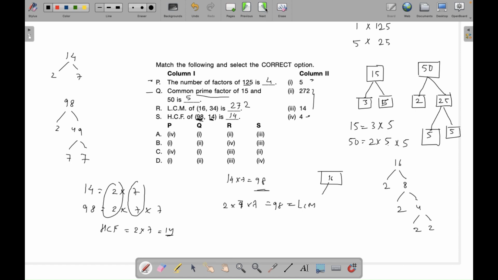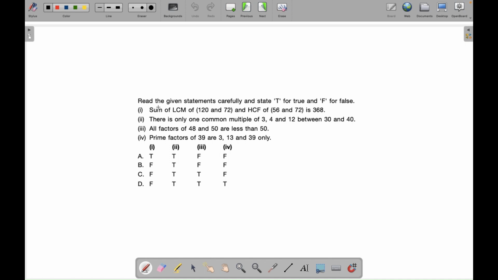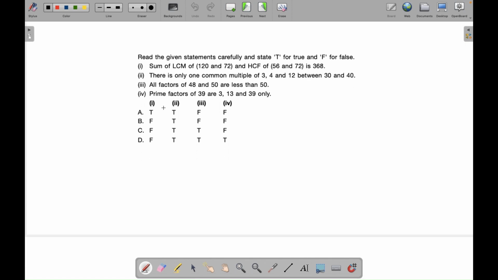Now we move on to the next question. Read the given statements carefully and state T for true and F for false. Again, if you notice a pattern in the options, everything is true here, so we don't have to solve number 2. Otherwise, if you don't look at the options first, we would have solved this as well. Then we start solving the rest.